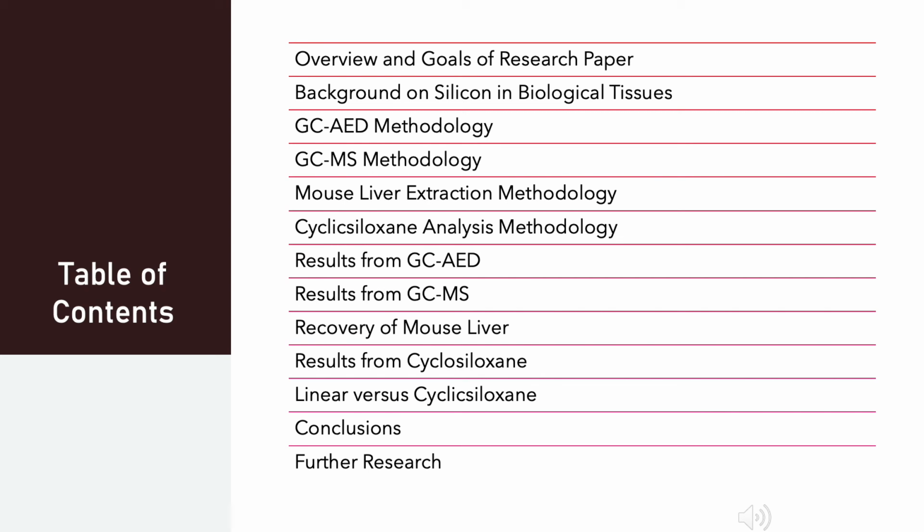and then I will talk about the results of each of the methods, GC-AED, then the GC-MS, then the recovery that they got from the mouse liver, and then I'll talk about the cyclosiloxane results, and then I'll compare linear versus cyclosiloxane, which was an extension of the research that the authors decided to do. And finally, I'll wrap it up with some conclusions on the findings and further research that I will talk about.